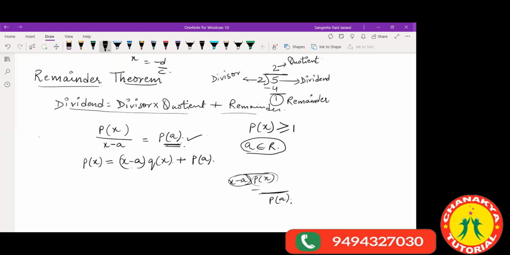बस इतना सा काम है रिमाइंडर थ्योरम का. और जब कोई चीज डिवाइड होती है तो we always write it in this form: dividend is equal to divisor into quotient plus remainder. But in this case we did not know what is the quotient. है ना, यहाँ पे खाली स्पेस था. So we just knew the dividend, we know the divisor, we know the remainder. तो हमने quotient को हमने q(x) लिखा.